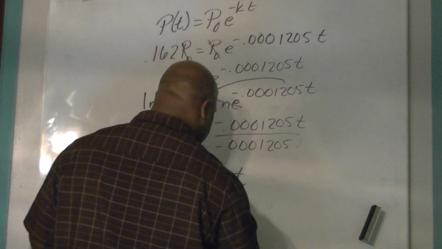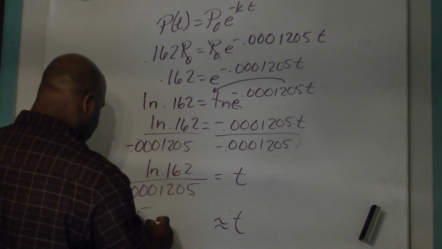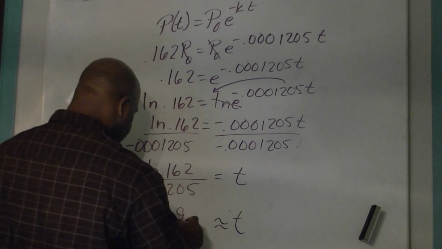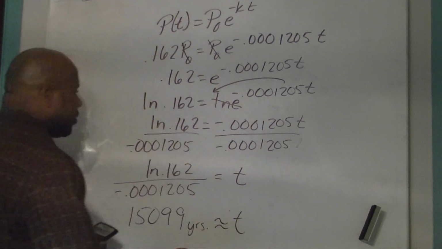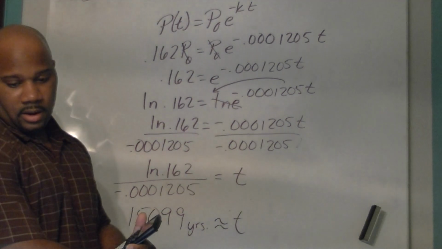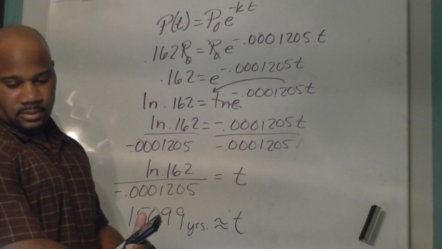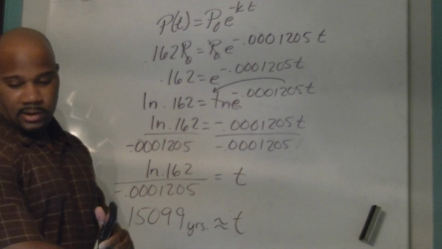So my time is approximately 15,099 years. So approximately 15,000 years old are these bones. Or 15,099, because it said round to the nearest integer.